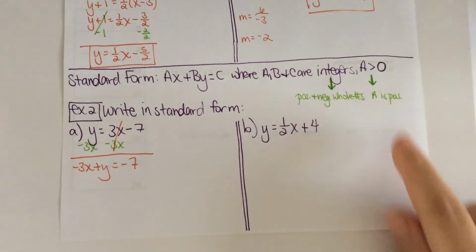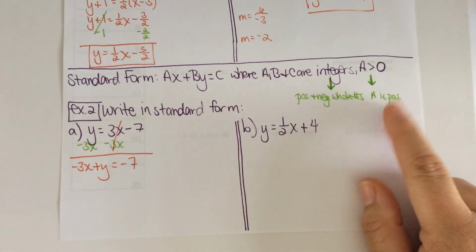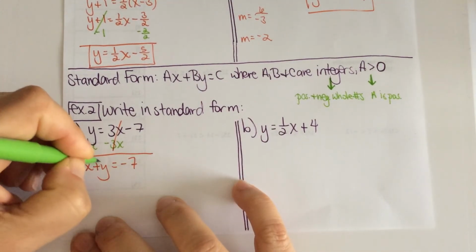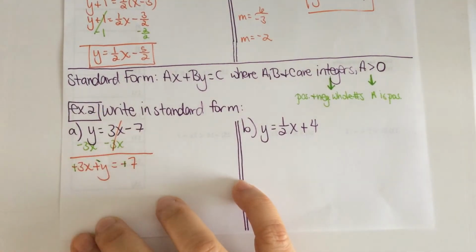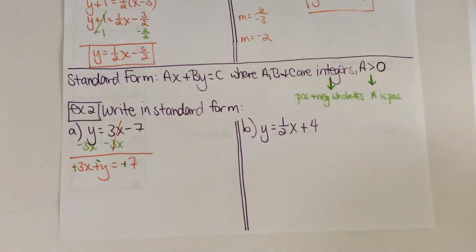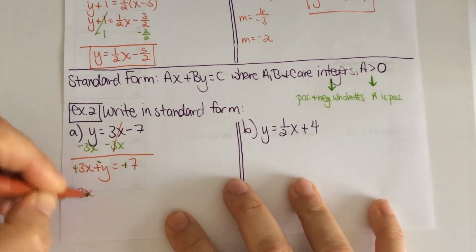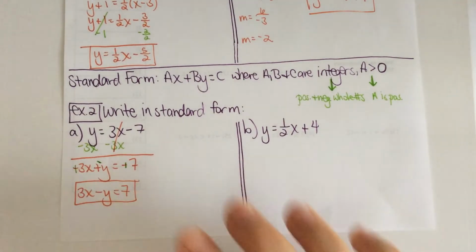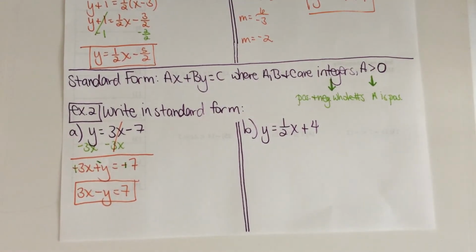So what am I missing? A has to be positive. How do I do that? I'm just going to multiply everything by a negative. I'm going to distribute a -1 to the entire equation, and I end up with positive, negative, positive, instead of negative, positive, negative. Okay?